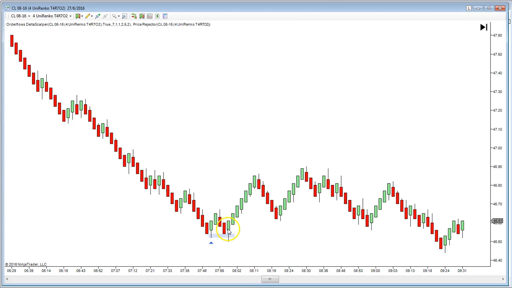So here's a buy. This is a delta scalper. It went up, had a nice up move, and then hung around. Up again, off, up again.